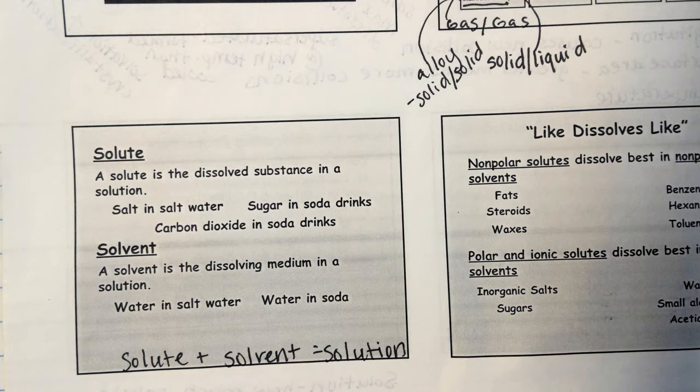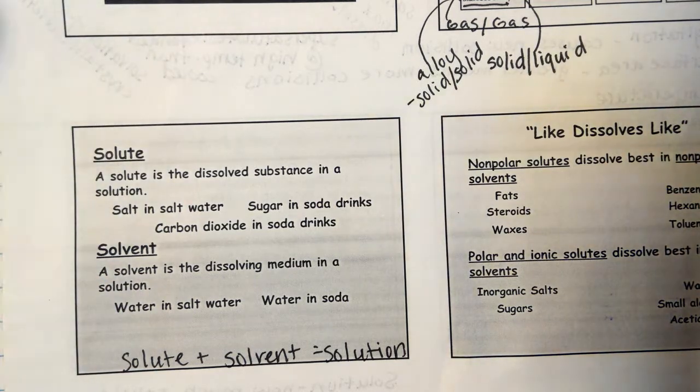And then we have our solvent, which is the medium for dissolving, or what is technically doing the dissolving or the dissociating. So that's water and salt, water and soda. So remember, water is a universal solvent. And so together, if I have salt and water, I get the solution salt water. And so hopefully you remember these terms from middle school.